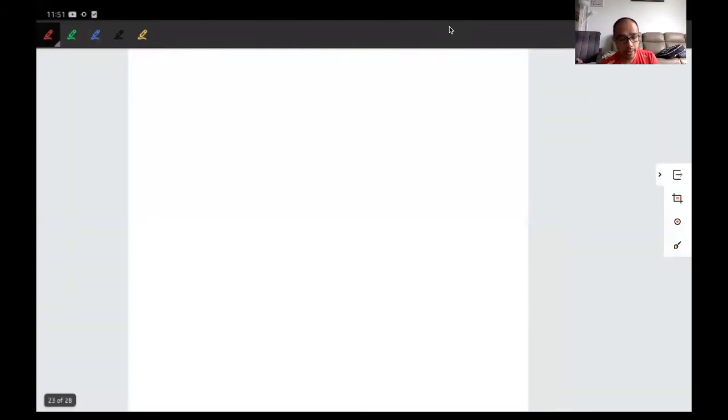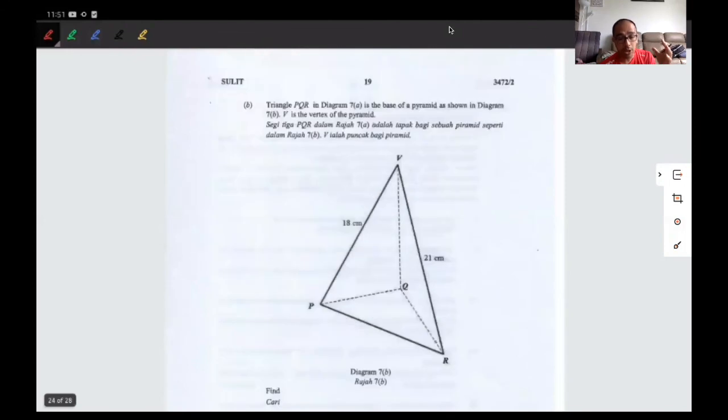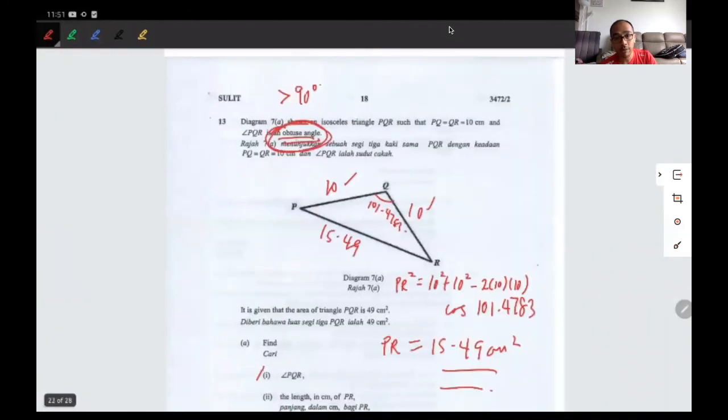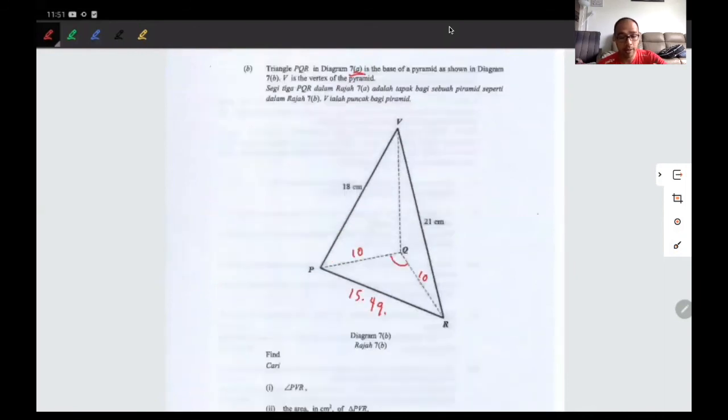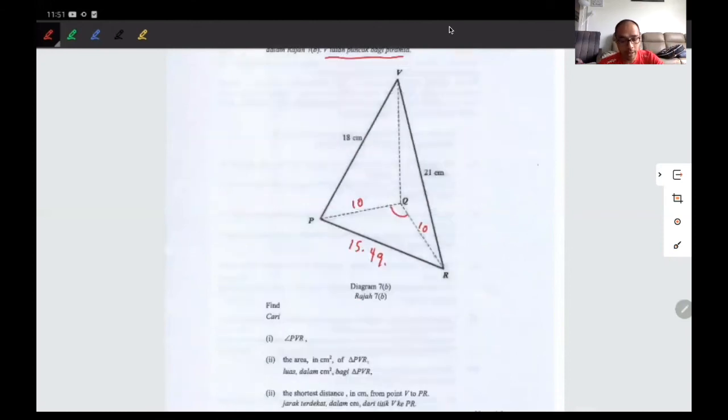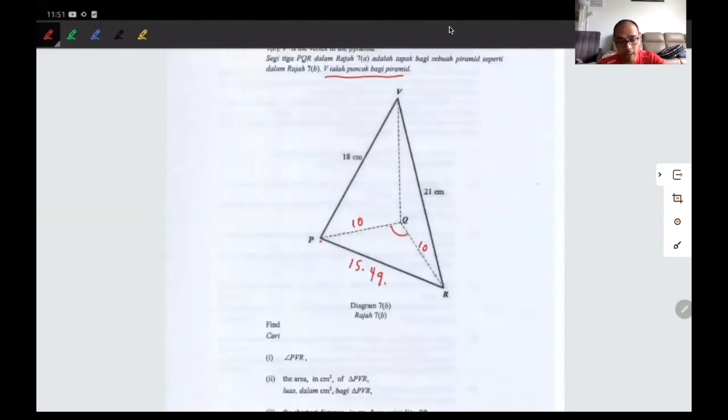All right. Now we come to this. So triangle PQR in the first diagram is the base of a pyramid. Let's put in all the information first. So PQ is 10, QR is 10, and PR, as we determined just now, is 15.49. And I know this angle, which I don't think is useful, but never mind. Now V adalah puncak pyramid. V is the vertex of the pyramid. So find the angle of PVR.